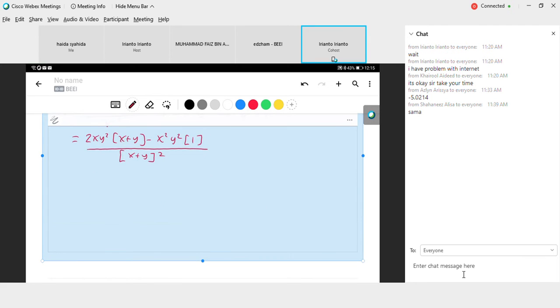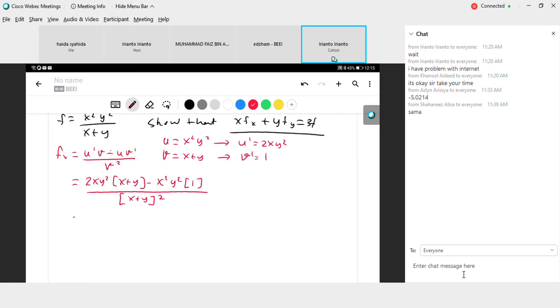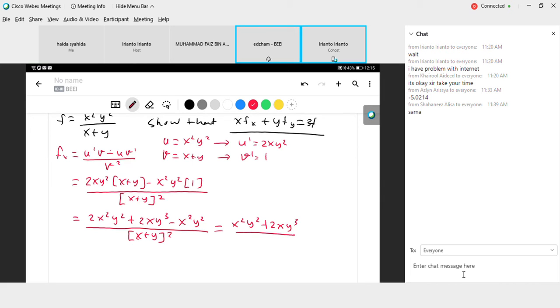Okay, so let me simplify a little bit. This will be 2x squared y squared plus 2xy cubed minus x squared y squared, divided by x plus y squared. Is it correct? Okay, so I will get x squared y squared plus 2xy cubed divided by x plus y squared. Done. Settle. That is fx.